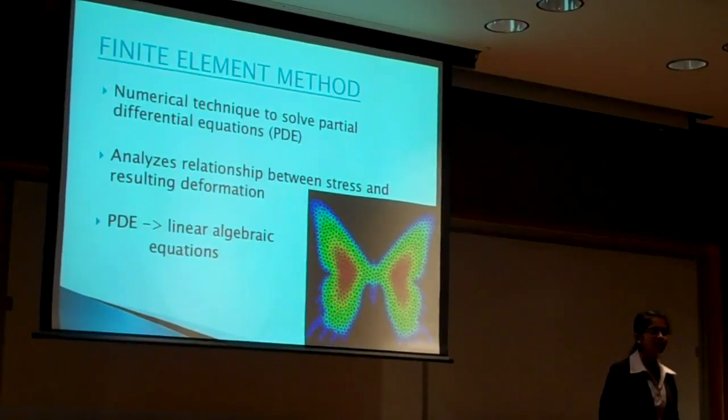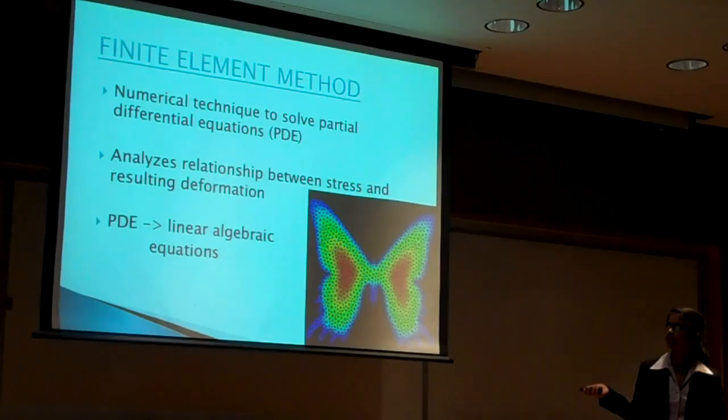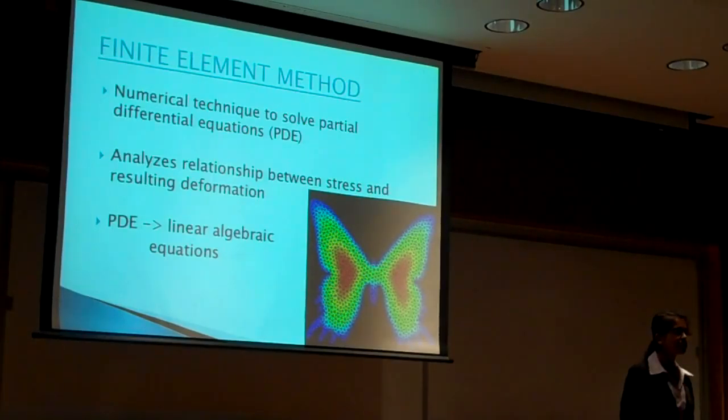So I simulated the temperature distribution on the graphene surface using the finite element method. The finite element method is basically a numerical technique to solve partial differential equations. The real beauty of this technique is that sometimes even though you can solve partial differential equations by hand, by using the numerical method, you can solve those equations which cannot otherwise be solved. It does this by converting these partial differential equations into linear algebraic equations. The finite element method usually analyzes the relationship between stress and strain or the resulting deformation. But in this case, it analyzed the laser hitting the graphene surface and the resulting temperature distribution that occurred.